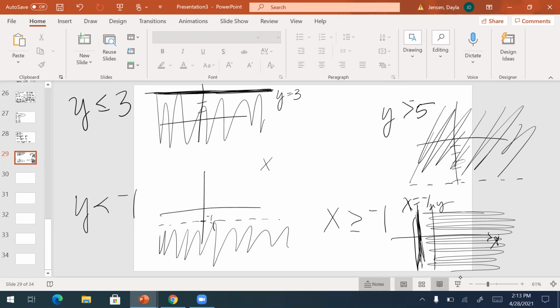What about x greater than 6? Well, 1, 2, 3, 4, 5, 6. Here's the line x equals 6. And it wants everything greater than 6. I'm going to make this a solid line. So all values of x that are greater than 6. So that's how you graph an inequality.